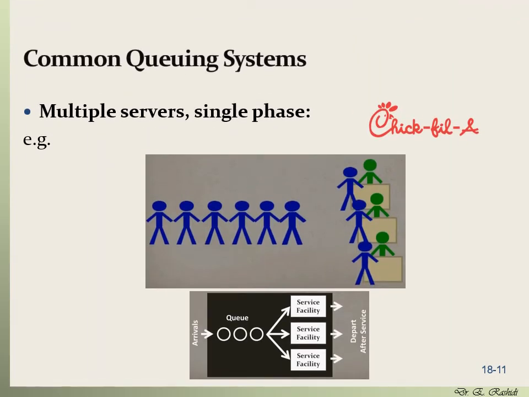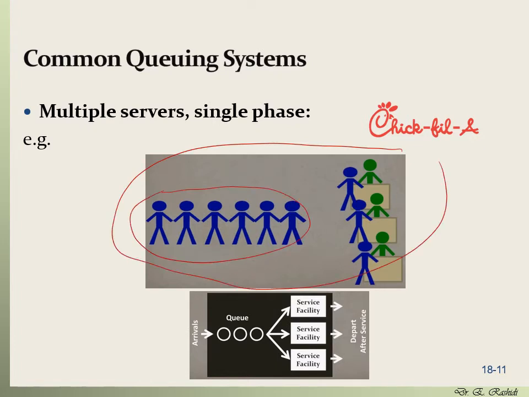Another queuing system is multiple server, single phase. So we have one phase but with multiple servers. This is our queuing system. These are the people who are waiting to get service. And this is just one single phase, but it has multiple servers: server 1, server 2, server 3.